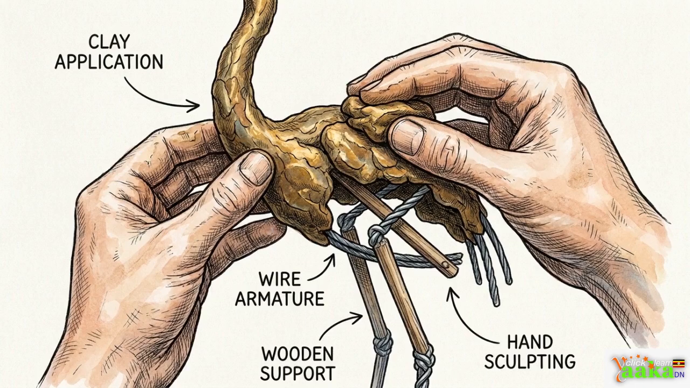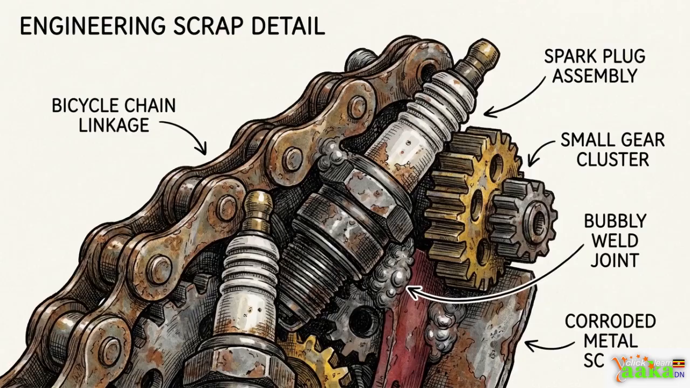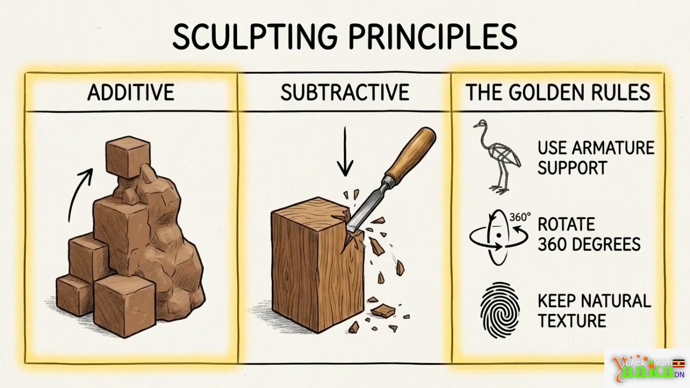By supporting the clay with an armature, rotating it continuously, and preserving the rough surface, you achieve a fully proportioned crested crane that commands attention from any angle. This additive mindset goes beyond wet clay. Contemporary artists use a process called assemblage, where they weld scrap metal and old machine parts together to build equally impressive freestanding forms. Let's review the core principles we've covered.